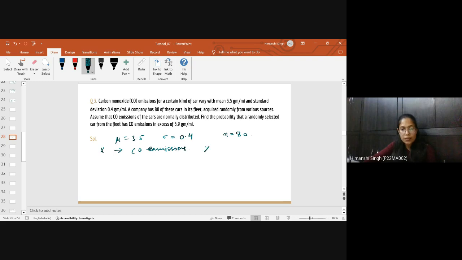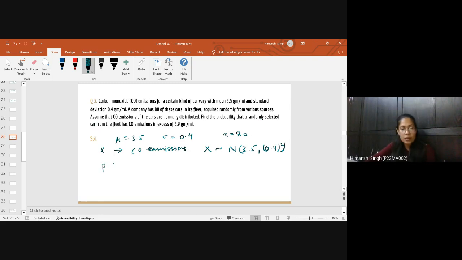Okay, then X follows a normal distribution with mean 3.5 and variance 0.4 squared. Now find the probability that a randomly selected car. So basically, we are selecting only a single car.